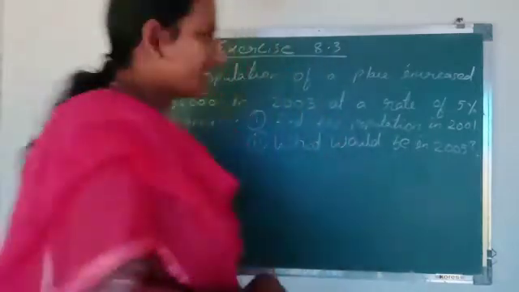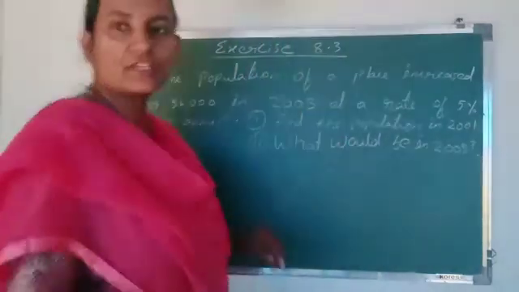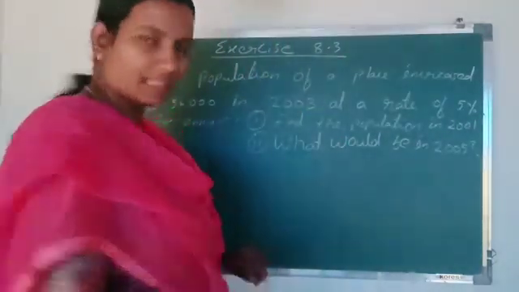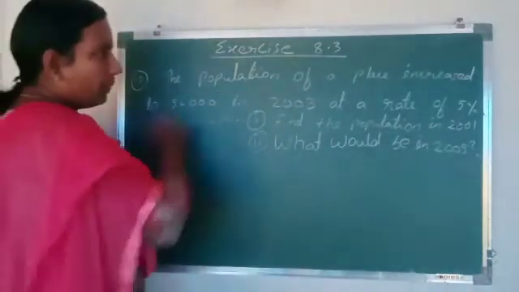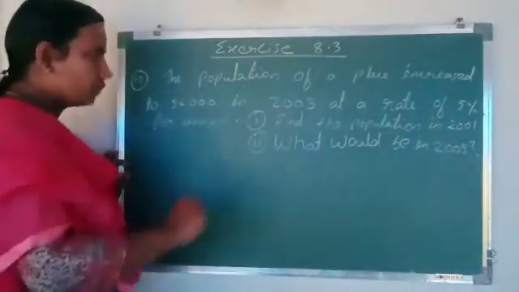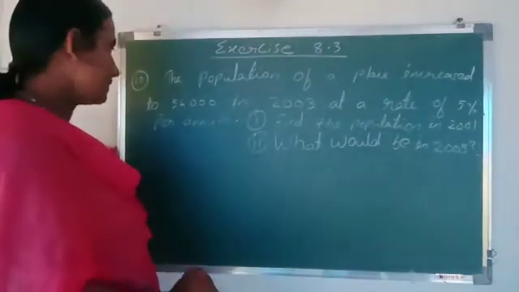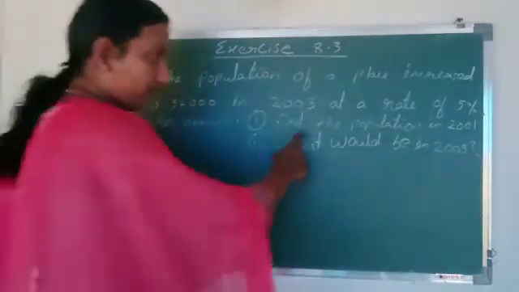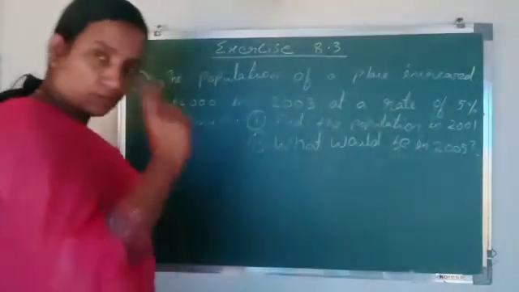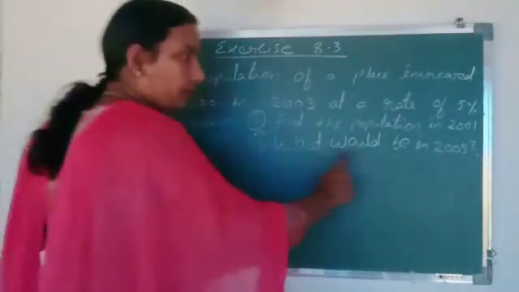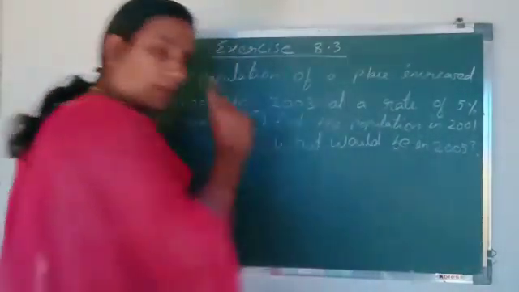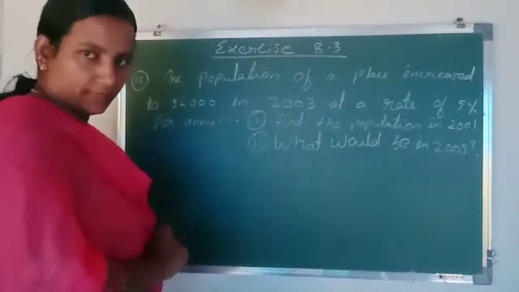Today we will discuss exercise 8.3, question number 10. The population of a place increased to 54,000 in 2003 at a rate of 5% per annum. Find the population in 2001. What would be its population in 2005?